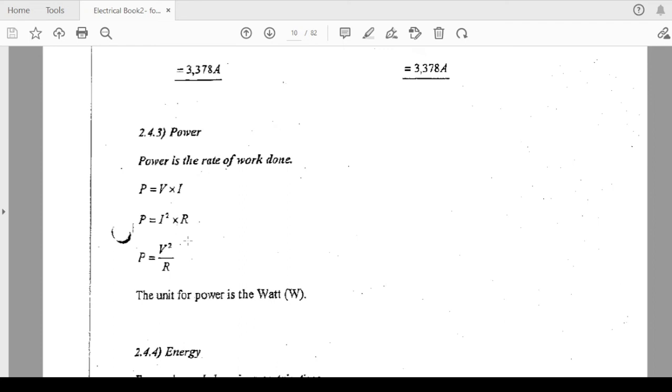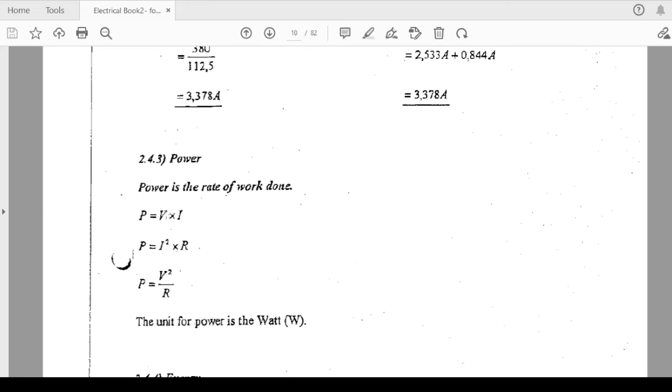And when they say total power in the circuit, they want the entire power. You consider total voltage, total current in that case. If the question is asking for total power, it is VT times IT. So you must know the difference in the questions when they say, what is the power consumed by resistor 1? Oh, resistor 1, I need the voltage across resistor 1. I need the current in resistor 1.